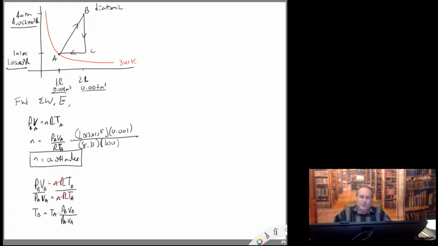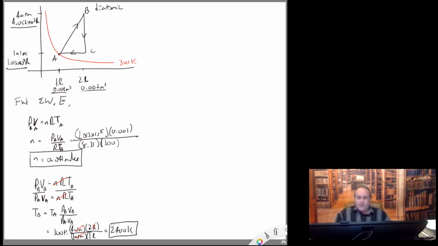Nothing here cancels because the pressure changes and the volume changes, but that's going to be 300 Kelvin times, my PB is 4 atmospheres, and my VB is 2 liters, and then we divide by 1 atmosphere times 1 liter. I don't have to actually use the metric units here because those units are just going to cancel. And so that lets me do some quick mental math, right? We have 300 times 8, and that's 2400 Kelvin. That's why I like to do the ratios, because often we don't even need to break out the calculator to get those numbers.